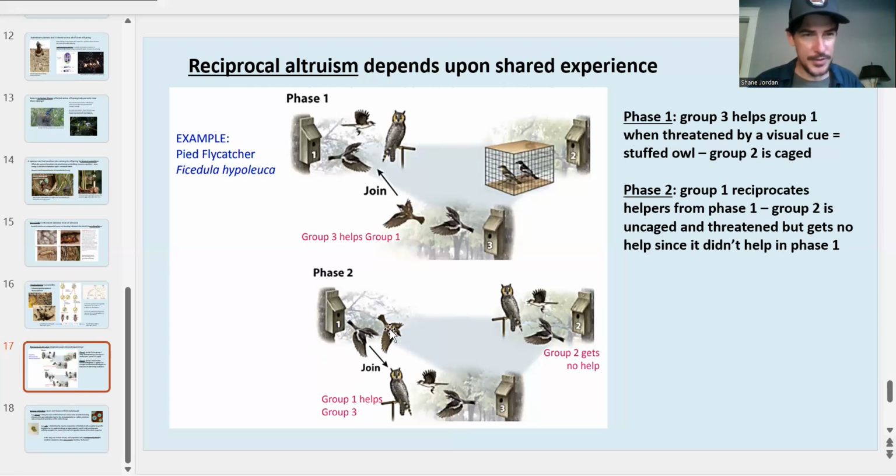And this again is altruistic behavior on the part of individuals from the first group, and we would call this reciprocal altruism because group one got help from group three in phase one. Now group three is getting help from group one in phase two. And individuals from group two, interestingly, because they didn't provide any help to the individuals from group one when they were threatened, are not getting any help from either group one or three when they're threatened by this stuffed owl. And so this experiment demonstrates that there is learned behavior amongst individuals who have experienced altruism, and that altruism seems to be reciprocal between different groups of individuals who have helped each other in the past.